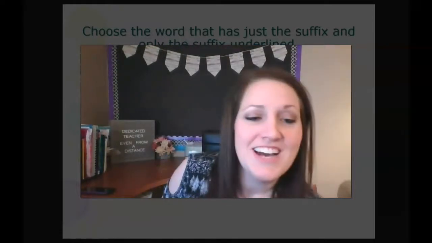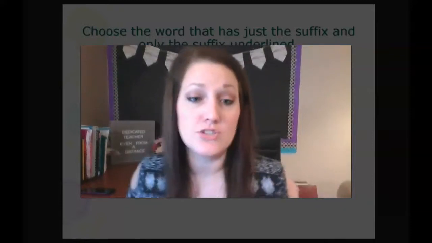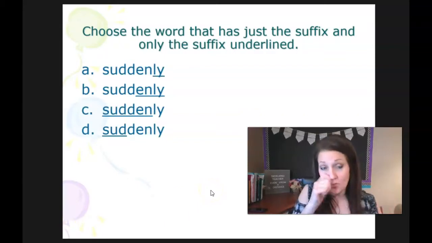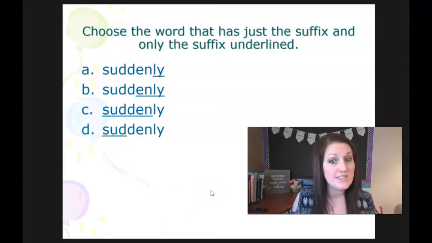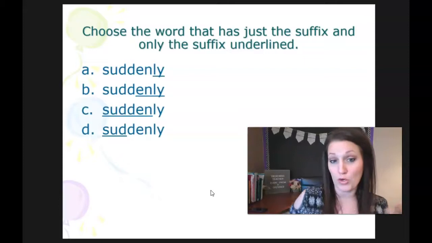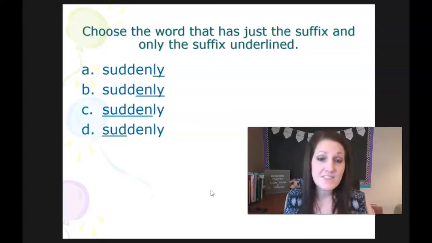All right, so now that we've kind of reviewed what prefix and suffixes are, let's do some IREAD practice. So on your test, you might get a question like this. Choose the word that has just the suffix and only the suffix underlined. So we've got suddenly with LY, suddenly with ENLY, sudden with SUDDEN, and sud, all underlined. So the main thing you need to remember is prefix is before the word. Preview is before the movie, prefix is before the word. Suffix is at the end.